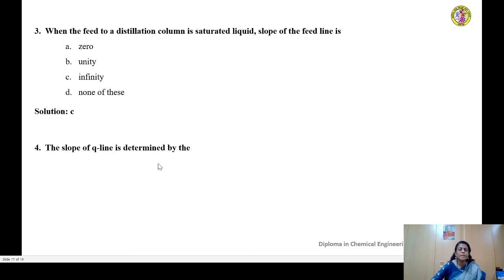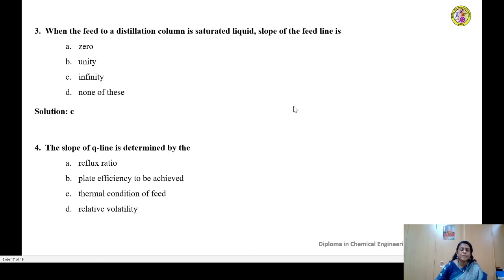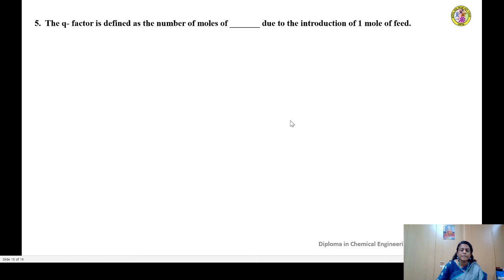The slope of the Q line is determined by reflux ratio, plate efficiency to be achieved, thermal condition of the feed, or relative volatility. Which of these factors decides the slope of the feed line? The slope of the feed line, if you can remember, is equal to Q by Q minus 1, where Q is a factor that describes the feed condition, that is the thermal condition of the feed. So the slope of the Q line is determined by the thermal condition of the feed. So the third one is the right option.